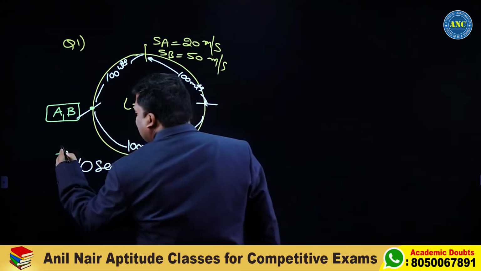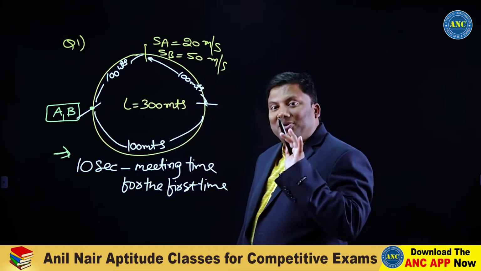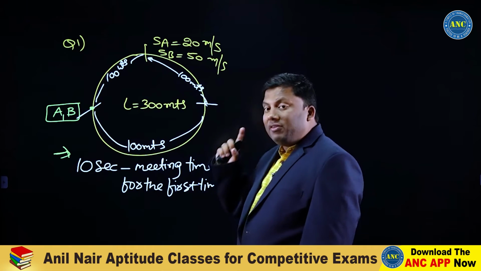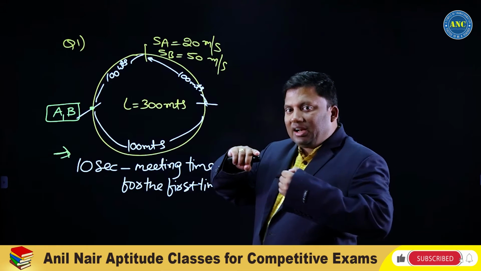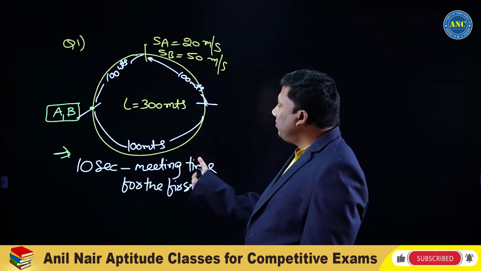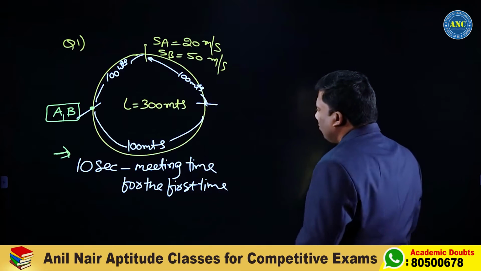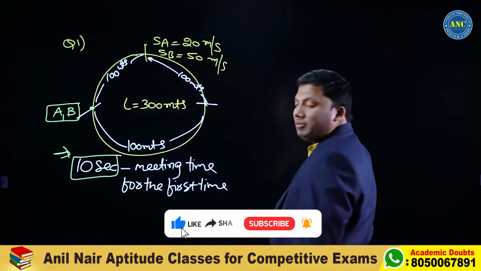Why will 10 seconds be the answer? After 10 seconds, A will travel 200 meters. He has still not completed one round. B will travel 500 meters. So A is still on the way. B has completed one round and met A. So 10 seconds is the meeting time for the first time on the track.